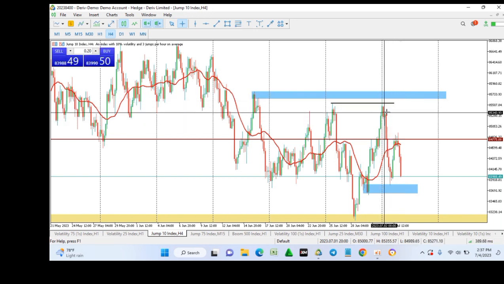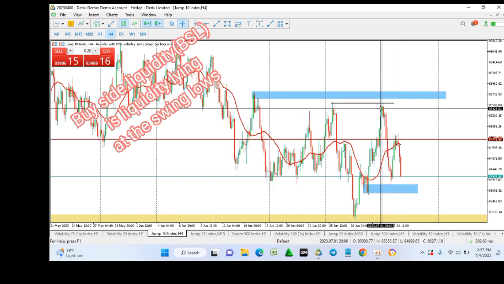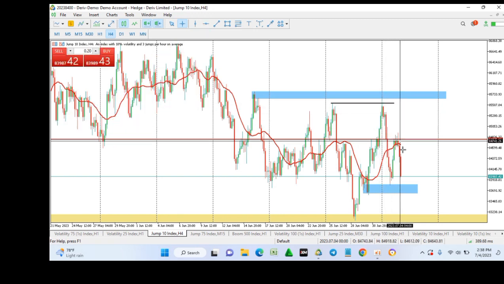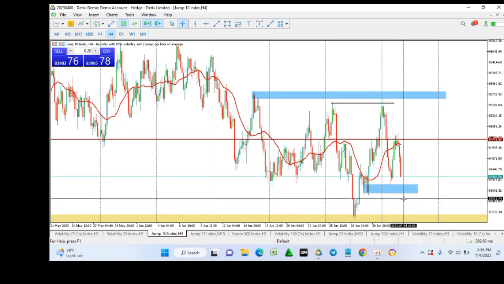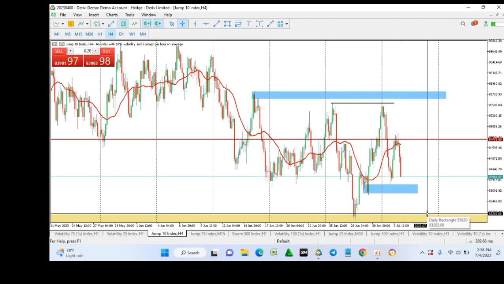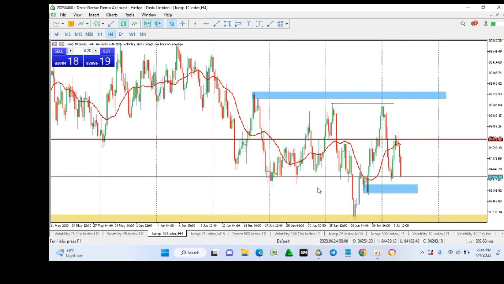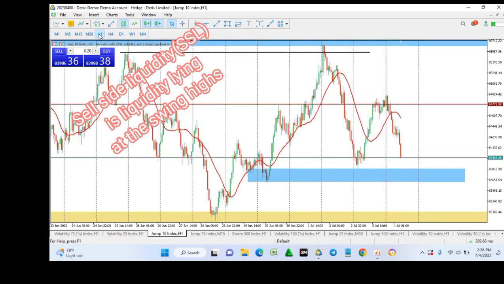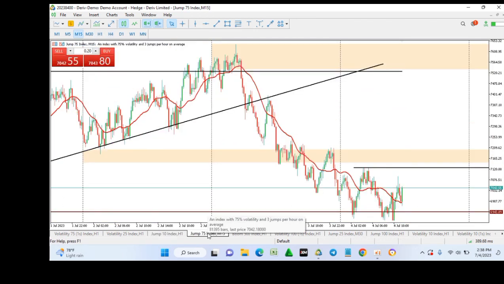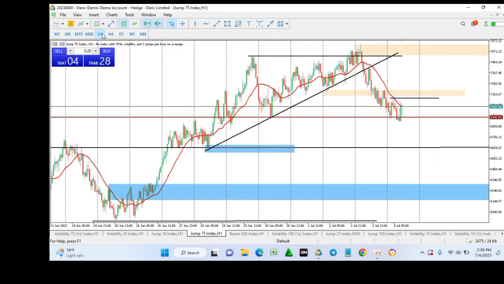Take note that price has been ranging and has grabbed the buy side liquidity using the yellow marked support zone, and is currently also dropping to clear another inside range liquidity so that we can ride the buys to clear the sell side liquidity. Going over to Jump 75, you can see on a lower time frame price is preparing buys after rejecting the moving average and is expected to reach the yellow marked resistance zone.